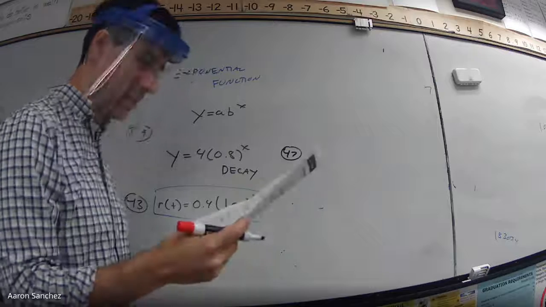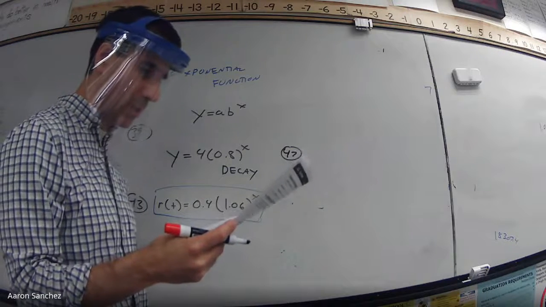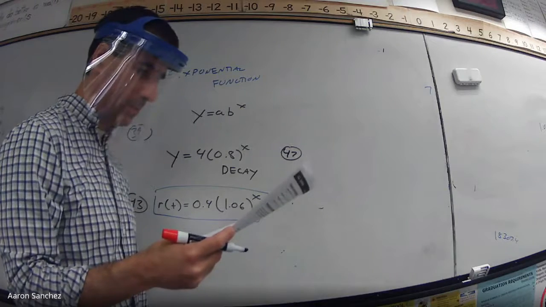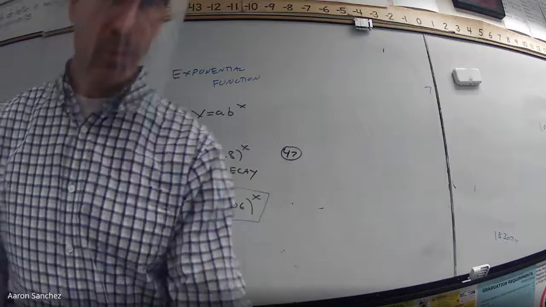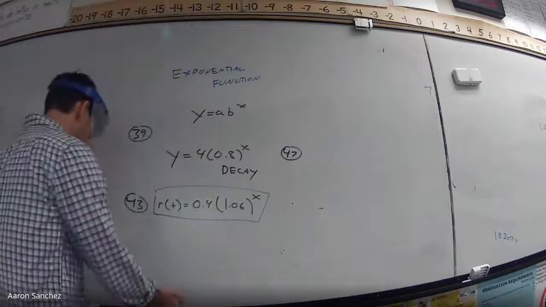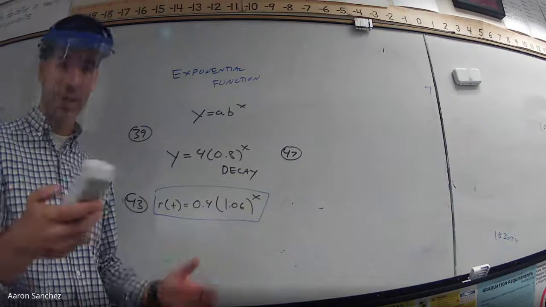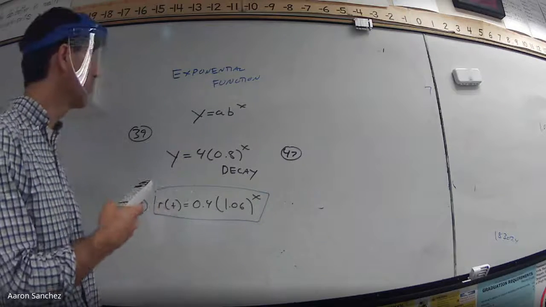47. What are they asking here? Write a function that represents the balance after t years. Okay. Should we do this? We have 5 minutes to do this. I think we did pretty good today. I feel like you guys understood this. I feel like, I don't know, I could be feeling wrong.